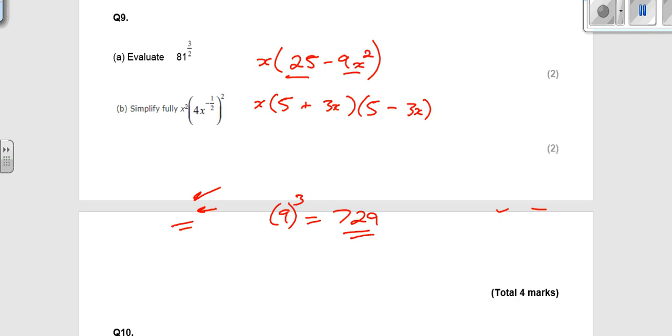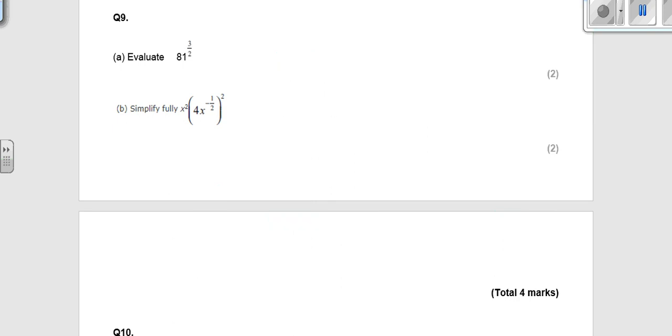Question 9b, again, one that caused a lot of people difficulty, so I'm expecting people to really take note of this bit of the video. First thing we're going to do is we're going to leave the x squared. We're going to deal with the power outside this bracket. So we're going to do 4 squared, then we're going to do this thing squared. So 4 squared is 16. X to the power of minus a half squared, we need to multiply the powers together. So minus a half times 2 is going to be x to the power of minus 1.